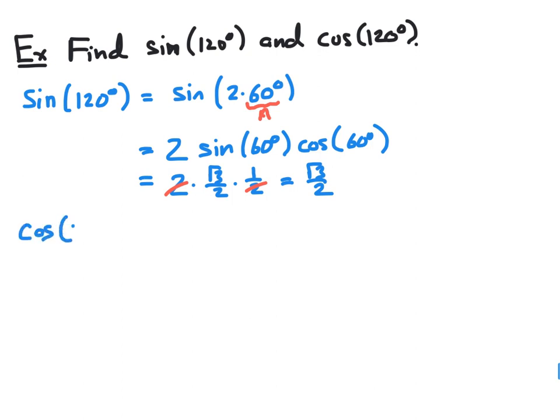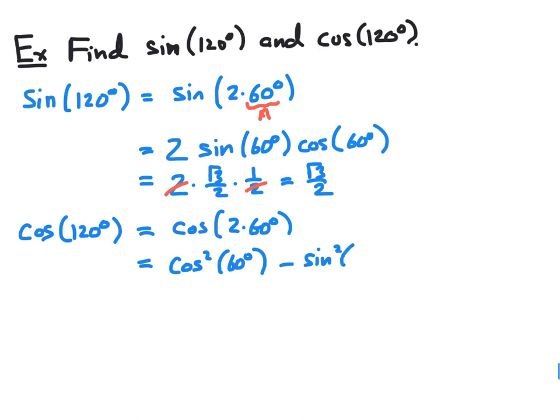Our second part here is we want to find cosine of 120 degrees. Again, this is going to be cosine of 2 times 60 degrees. And so we apply any of the formulas for the cosine of twice an angle. For example, we could use the first one we had, cosine squared of 60 degrees minus the sine squared of 60 degrees. The cosine of 60 degrees is 1/2, so we want 1/2 squared. Minus the sine of 60 degrees, which is the square root of 3 over 2, so we want to subtract square root of 3 over 2 squared.